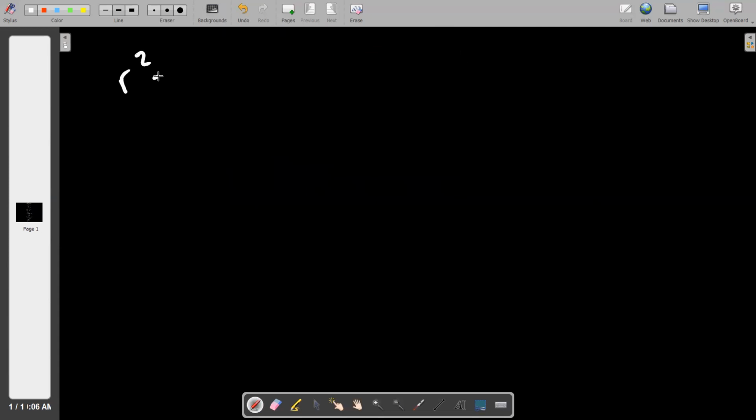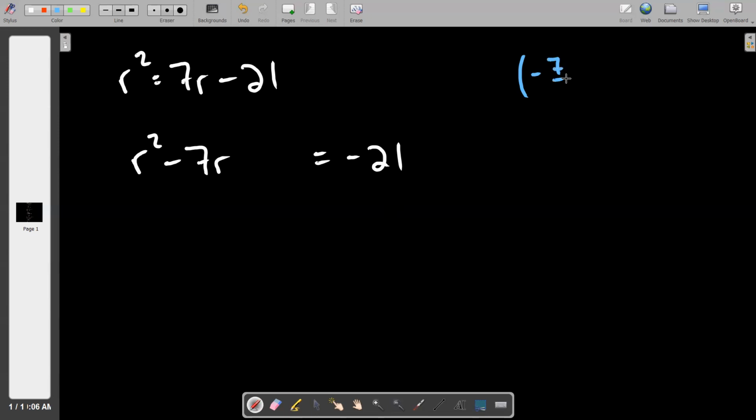So r squared equals 7r minus 21. What do we do first? I noticed you didn't say move the 21. Good for you guys. So we want r squared minus 7r, awkward void, equals a still negative 21. What do we do after this? What is negative 7? You guys really got to work on those negatives. What is negative 7 divided by 2? Negative 7/2.